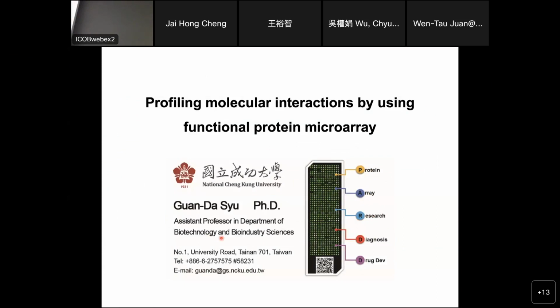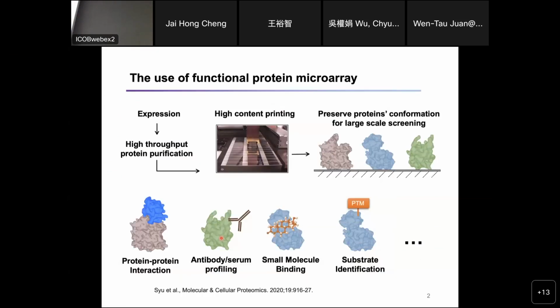Then I'm going to share my profiling of molecular interactions. Let me briefly introduce the functional protein microarray.